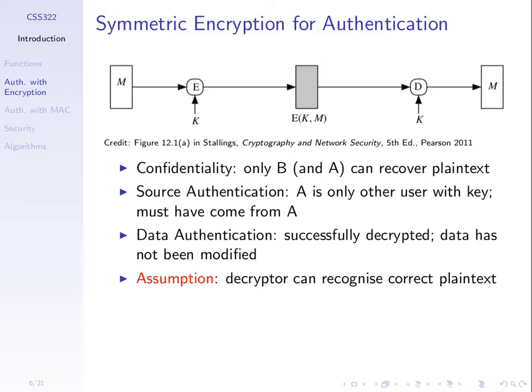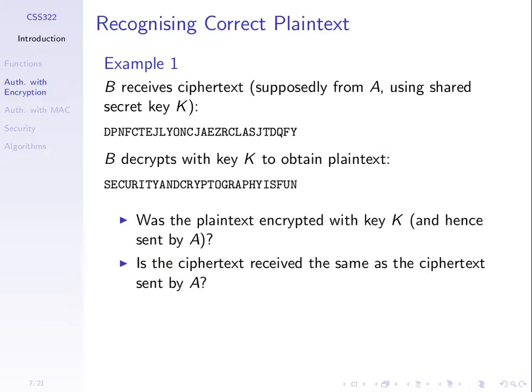It provides these two forms of authentication under the assumption that the person decrypting can recognize the correct plain text, or that they are sure that the decryption works successfully. So how do they do that? We'll cover these two again and consider this assumption. Here's an example.